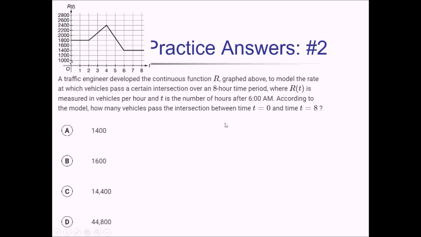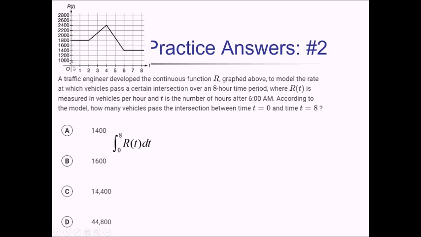All right, well, if I have the rate at which cars are going given here, and I want to know how many actually go, I just need to integrate that rate. So I have the integral from 0 to 8 of r of t dt. And the only way to actually find this is to find the area under the curve of r on this graph. So I've got a few shapes that I'm going to add together here.